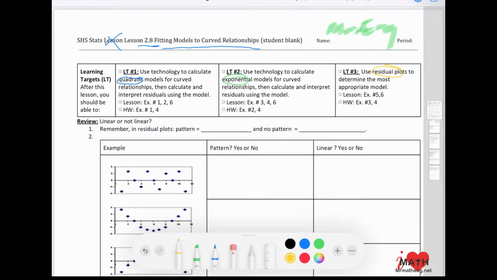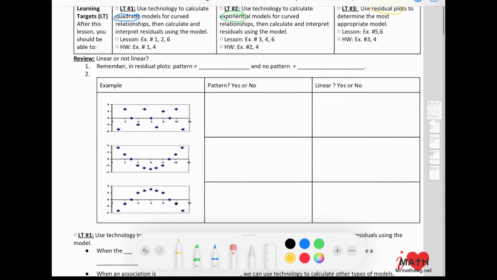Again, underneath those learning targets I have the lesson example and homework example that focus on that learning target. So let's do a quick review here. When should we use linear or not linear? I want you to try review number 1, fill in those 2 blanks based on the residual plots, and then for the 3 pictures, 1, 2, and 3, do they have a pattern, yes or no, and should we use linear, yes or no? Go ahead and press pause.